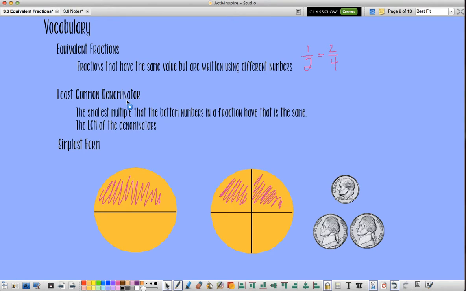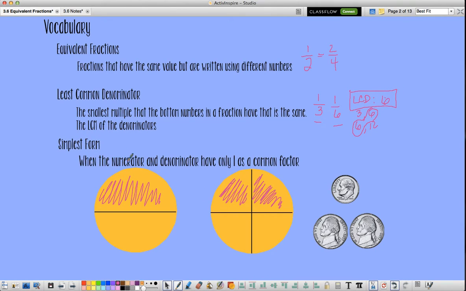The least common denominator is the smallest multiple that the bottom numbers in a fraction have in common. So in short, it's the least common multiple of the denominators. In this case, let's look at 1/3 and 1/6. The least common denominator of 1/3 and 1/6 would be 6, because both 3 and 6 multiply to 6. So it's the LCM of the bottom 2 numbers.